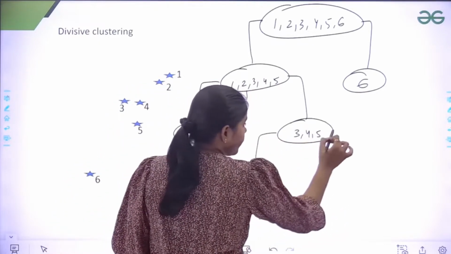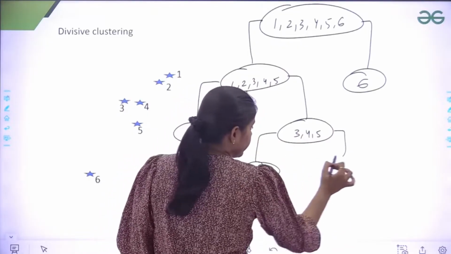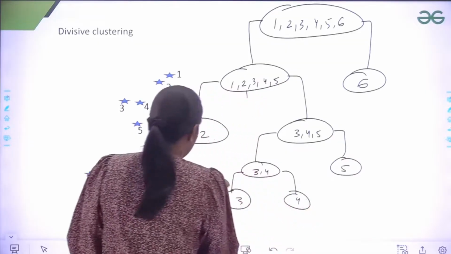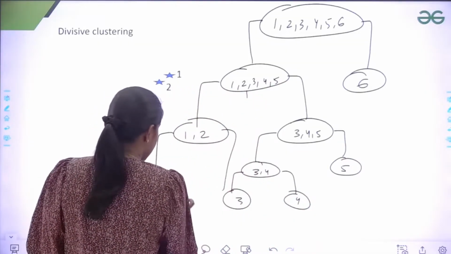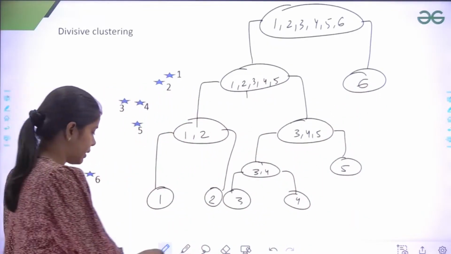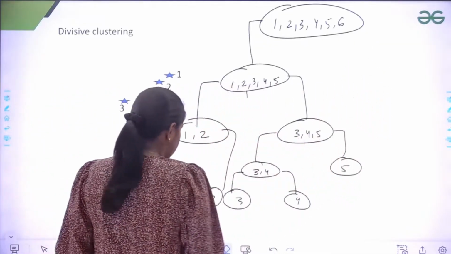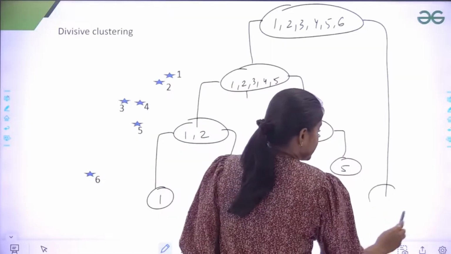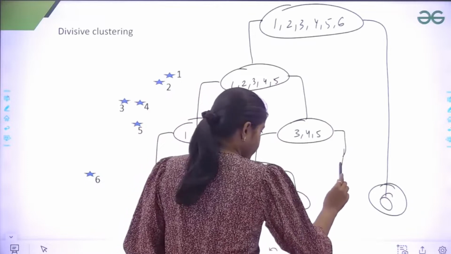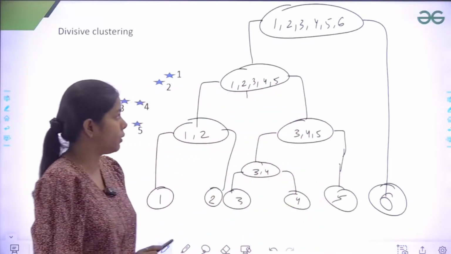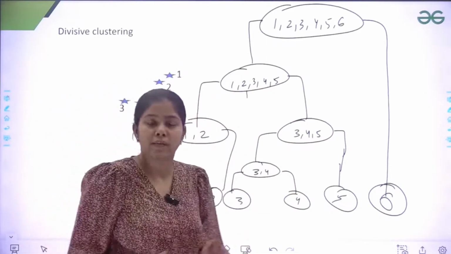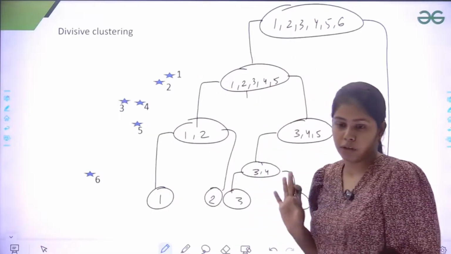Then I'll divide this 3 4 5 into 3 4 and 5, right? And then I'll divide this 3 4 into 3 and 4, and this 1 2 into 1 and 2, and then we have 6. So you can see that we are getting single clusters as well. We have to do the same thing. We have to start with, let's say, this is 6, just drawing it like a dendrogram. This is 5, right? So this is a dendrogram. Previously, I started from the bottom and went to the top. In divisive clustering, we'll start from the top and go to the bottom.